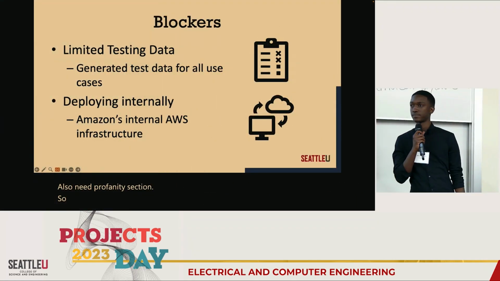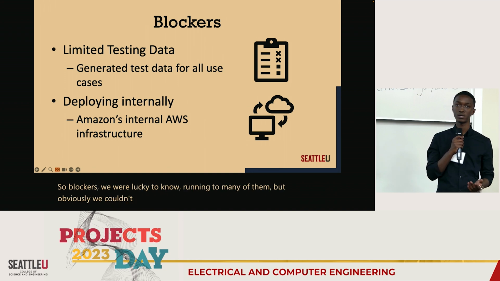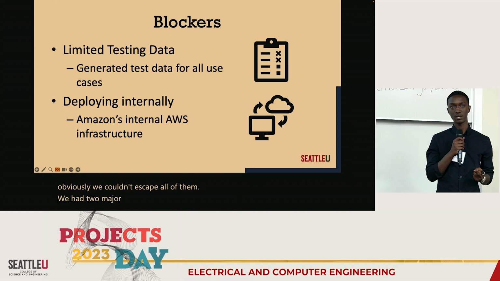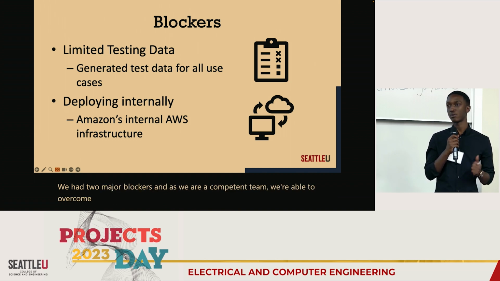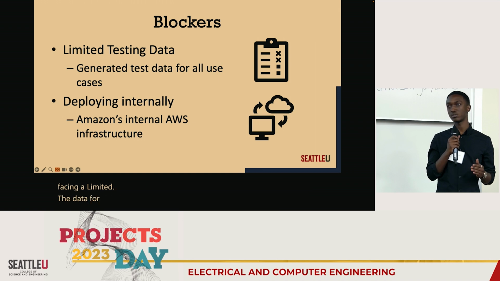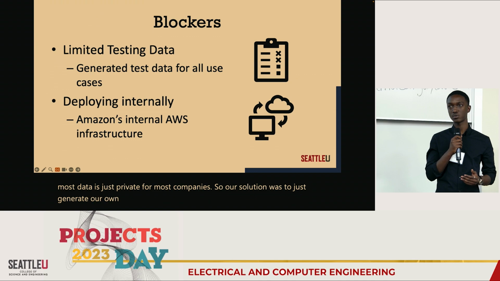So blockers, we were lucky to not run into many of them, but obviously we couldn't escape all of them. We had 2 major blockers, and we are a competent team, we were able to overcome them. Our first major blocker was that we were facing limited data for testing, due to the fact that in this kind of domain, most data is just private for most companies. So our solution was to just generate our own data. We created our own data sets, and that's what we used to test our features.